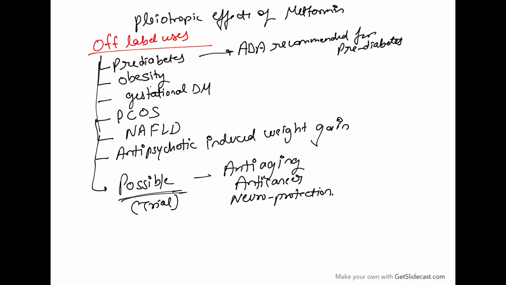Now, there are other pleiotropic effects of metformin, which we have discussed in the previous classes, and that is why it has many off-label uses, like in pre-diabetes, obesity, gestational diabetes, PCOS, NAFLD, antipsychotic-induced weight gain. Then possible uses are in anti-aging, anti-cancer, neuroprotection.